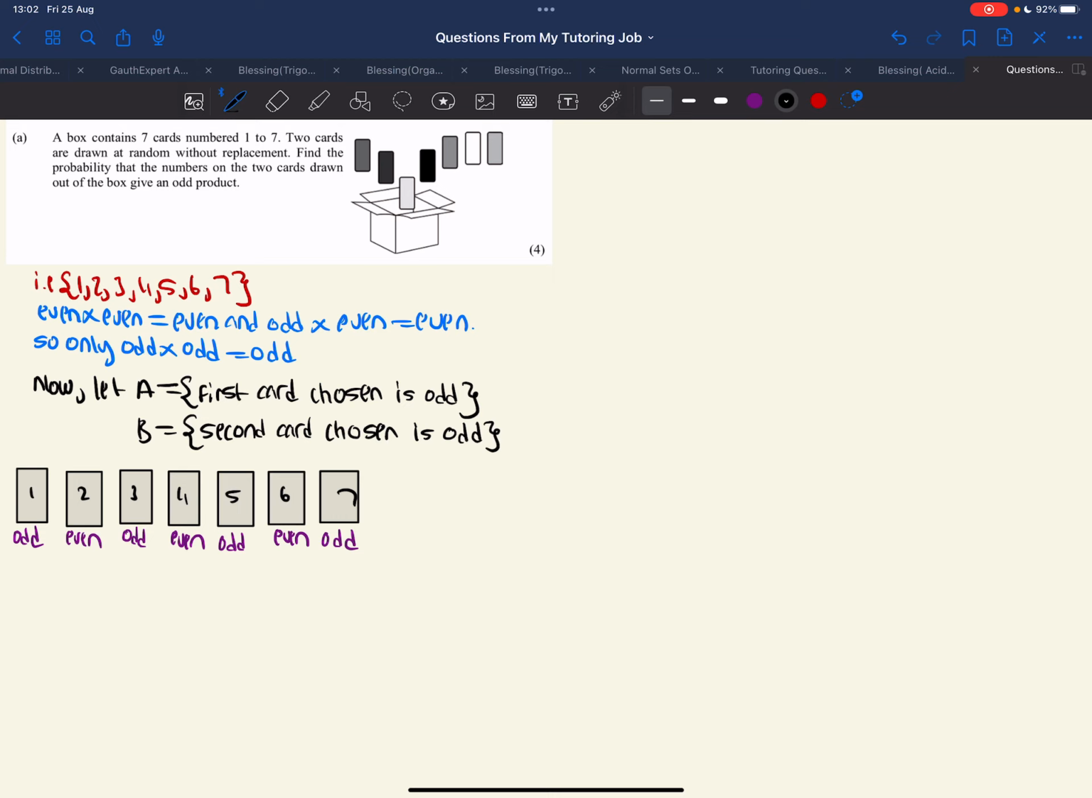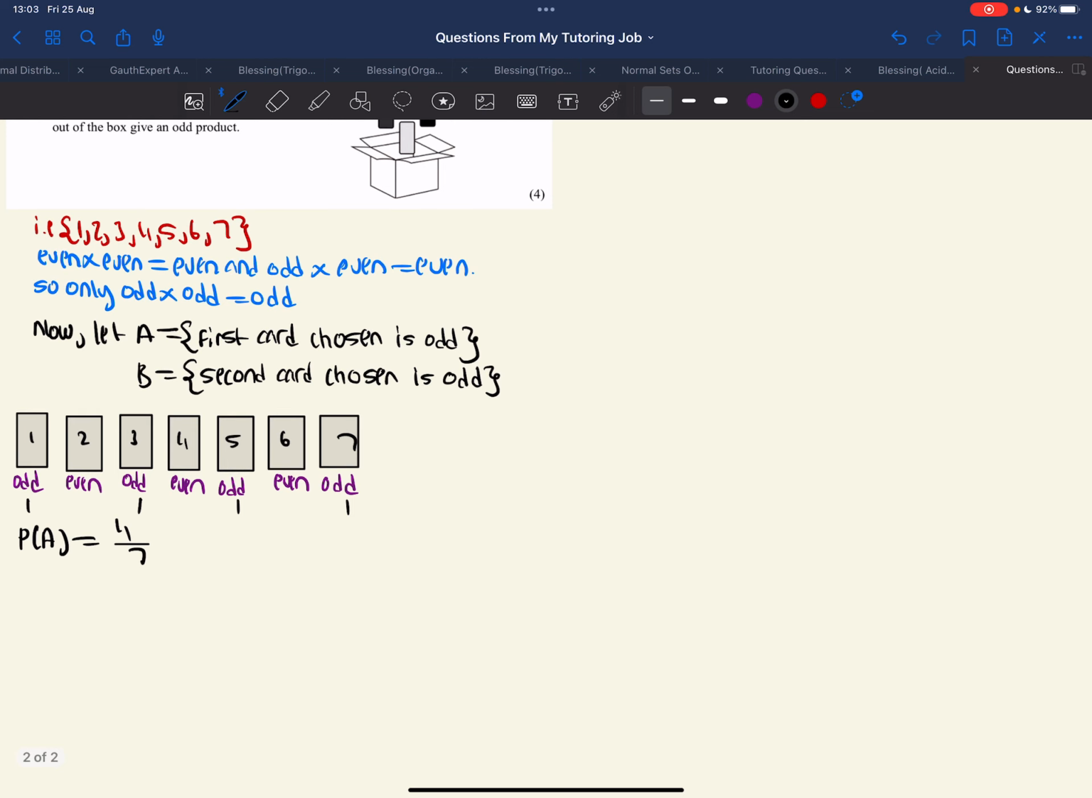All right, and then what I want you to see, can you see that we have 1, 2, 3, 4 odd numbers? Now the probability for that first event A, of you finding an odd number, will be P(A) equals 4, and remember, the total number of cards is 7, so P(A) is 4 over 7.